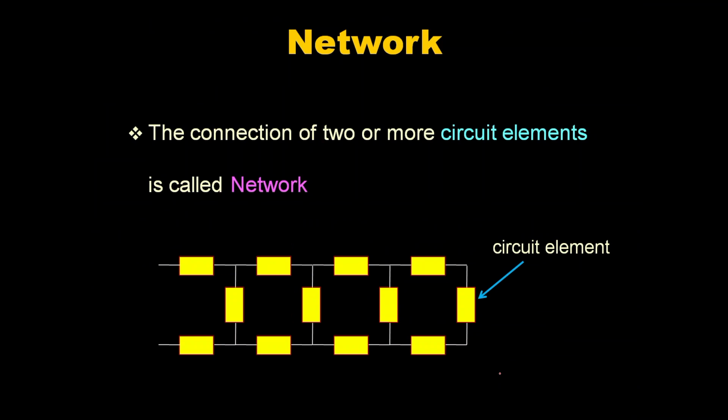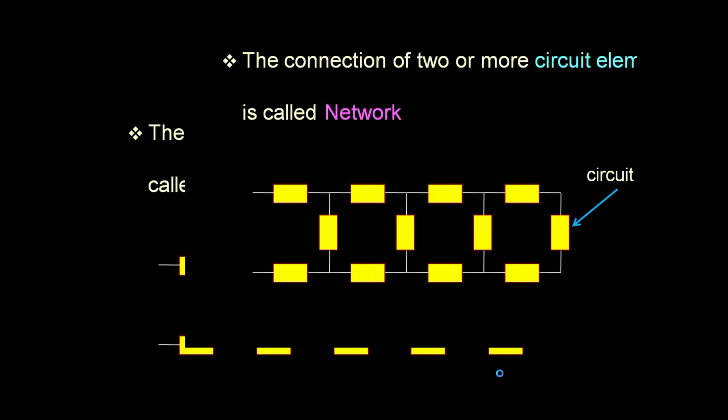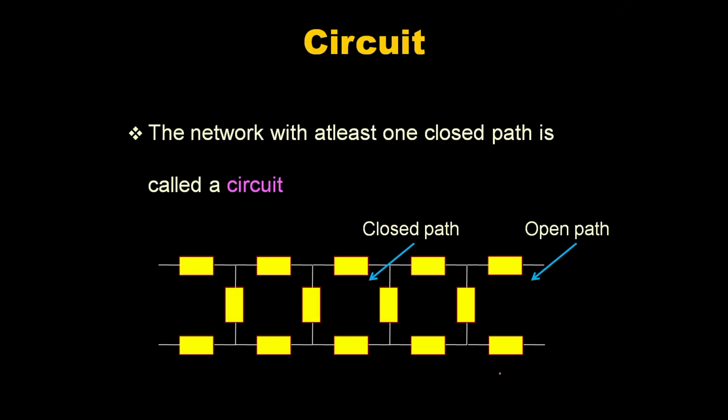So first, what is a network? A network is a connection of two or more circuit elements. So that is called a network. So what is a circuit then? A circuit is a network with at least one closed path. If it has at least one closed path, then that is a circuit.